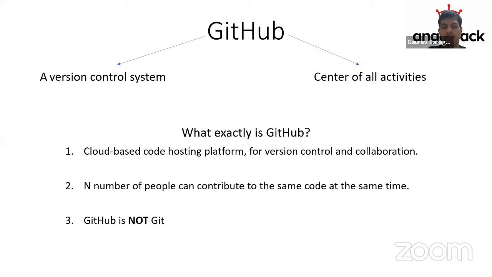So a version control system is a software tool that developers use for modifying the data and updating the data. And of course, collaboration for projects. And n number of people can contribute to the same code at the same time. So you can have like 3-4 people working on the same code at that particular same time.